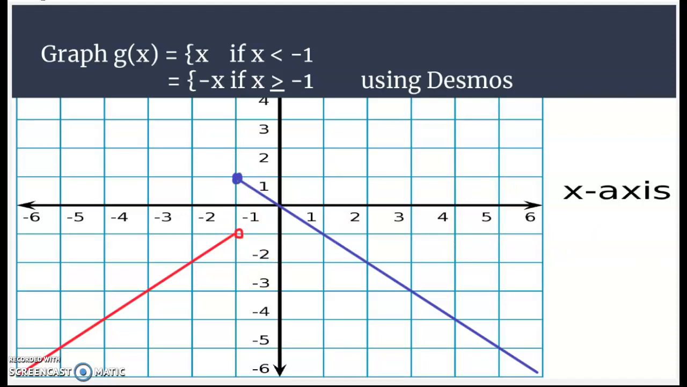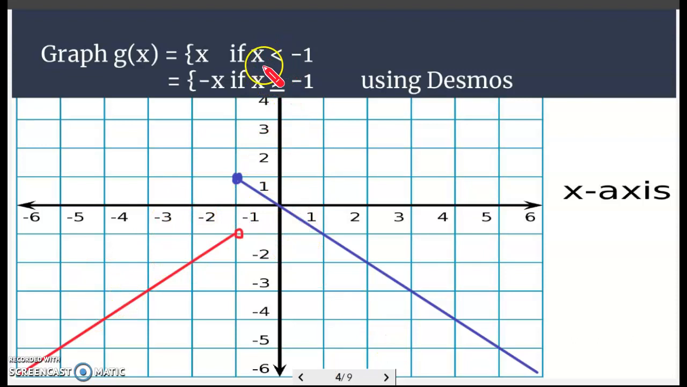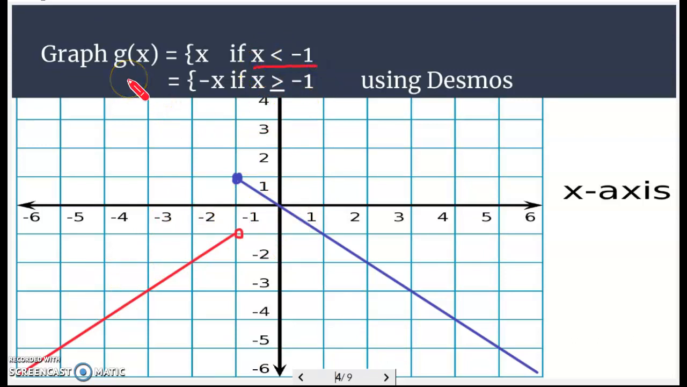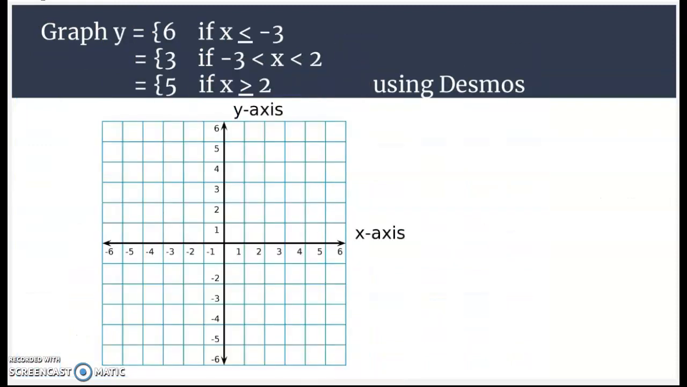Alright, so that's a piecewise function. It's like two functions, but it only behaves like those two different functions on certain intervals on the x-axis. Again, it behaves like this when x is less than -1, and it behaves like this when x is greater than or equal to -1. Alright, let's look at another one.